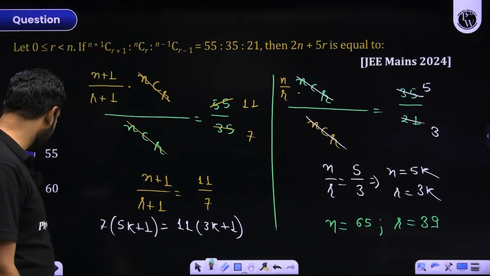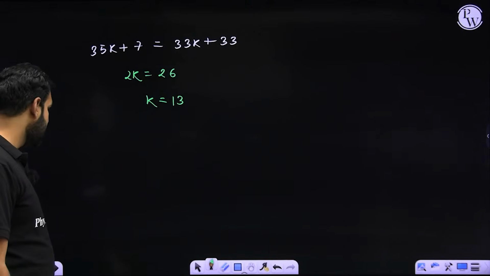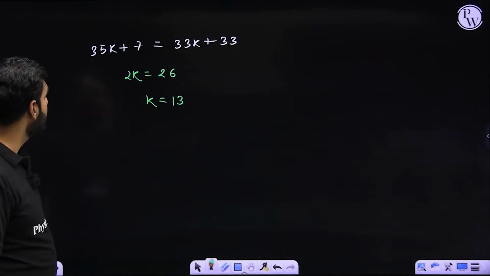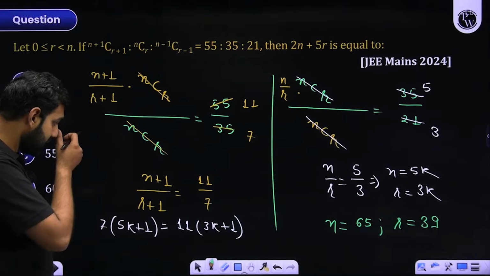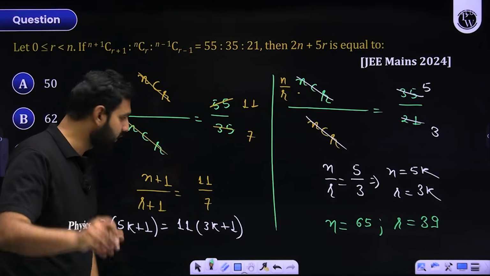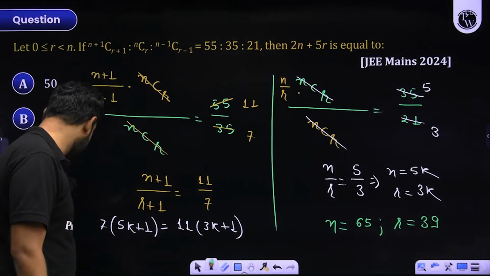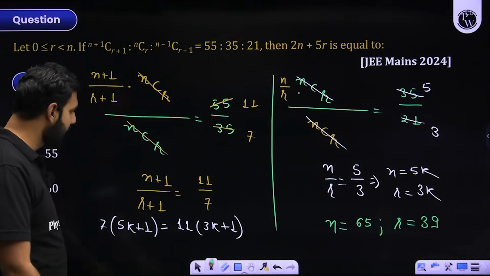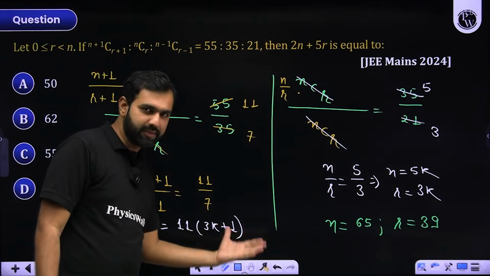So this is 35k plus 7. Yes. And this is 33k plus 11. Yes, I think I'm making an error. It is not 33. Yes, I'm really sorry. 11 into 1 is what I need to do. This is what happens. Usually when I flip from this slide to this slide, I commit a mistake here.